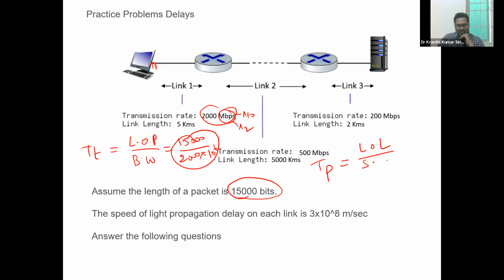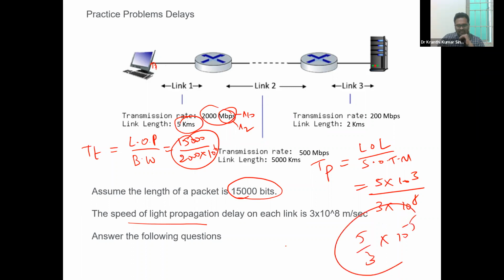For example, propagation delay, TP, is the length of the link divided by the speed of light, the speed of the transmission medium. What is the length of the link here? 5 kilometers, which is 5 into 10 cube. Here I am using the speed of light for propagation, that is 3 into 10 power 8. So how much is it? 5 by 3 into 10 power minus 5.